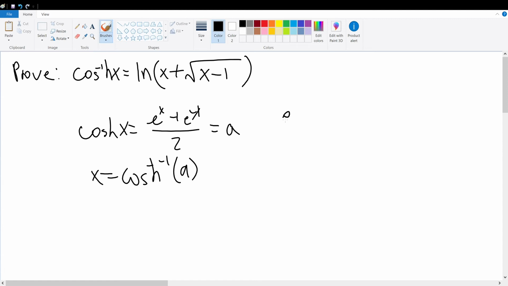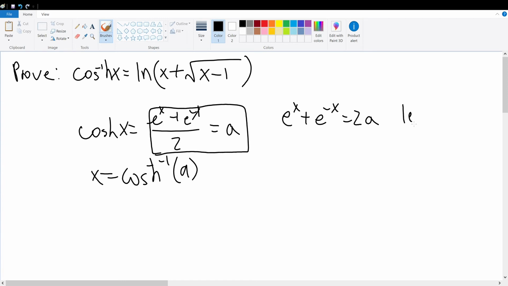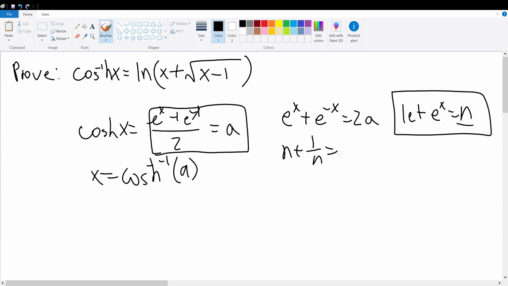Furthermore, we can find e to the x plus e to the negative x to be equal to 2a by multiplying 2 on both sides of this equation right here. Then we can assume e to the x to be equal to the variable n. We apply this to get n plus 1 over n is equal to 2a. Combine n plus 1 over n to get n squared plus 1 divided by n is equal to 2a.